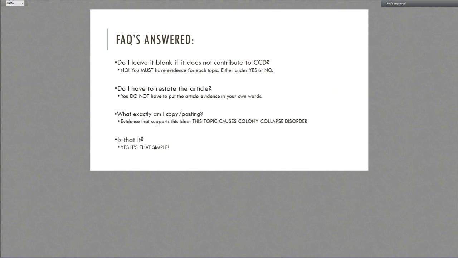Okay, I just have a couple FAQs I want to go over, and then I'll leave you alone so that you can research for the rest of class. Do I leave it blank if it does not contribute to CCD? I kind of just explained this. No, you have to have evidence for each topic, either under yes or no. Like I just showed you, I put my quote that explains why pathogens do not contribute to CCD in my opinion. Do you have to restate the article? No, you do not have to put the article evidence in your own words.